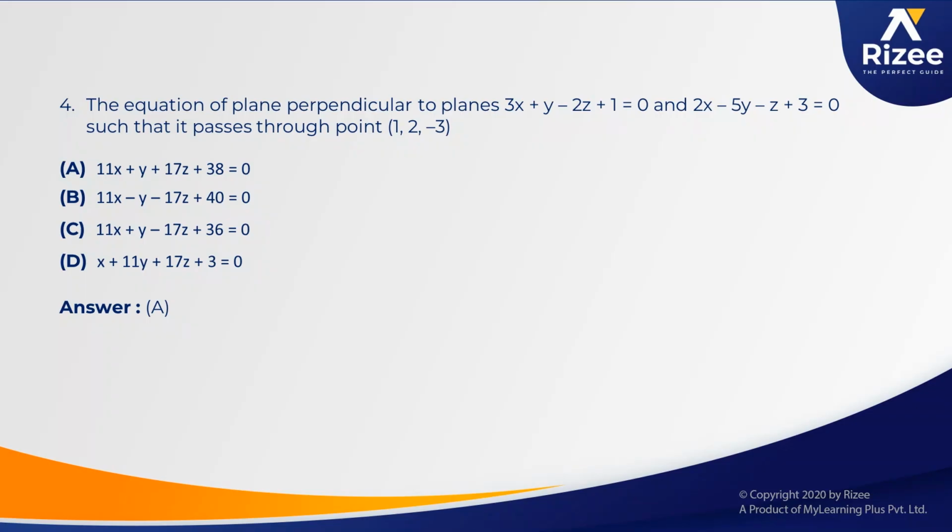The equation of a plane perpendicular to the planes 3x plus y minus 2z plus 1 is equal to 0, 2x minus 5y plus z plus 3 is equal to 0, such that it passes through the point 1, 2, minus 3. First we should find out the vector equation by using these 2 plane equations. How should we find out? Normal vector equation.